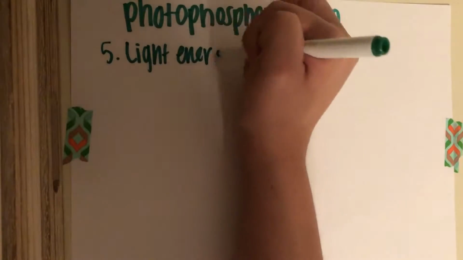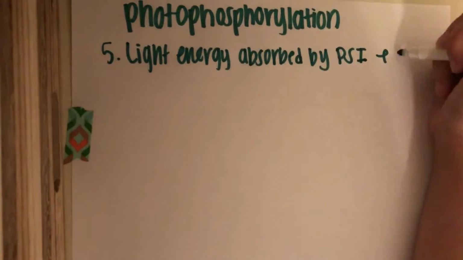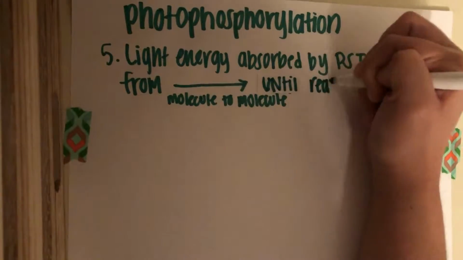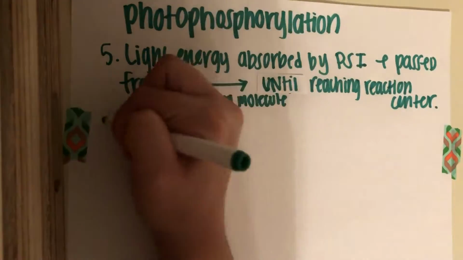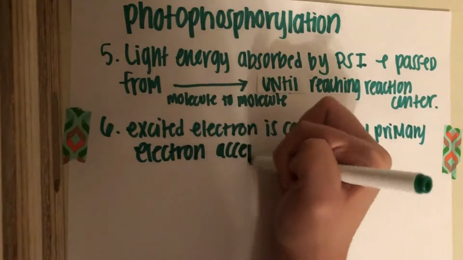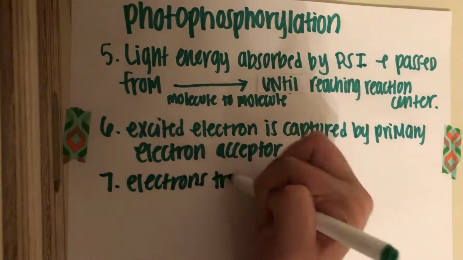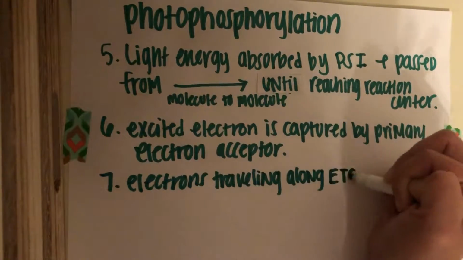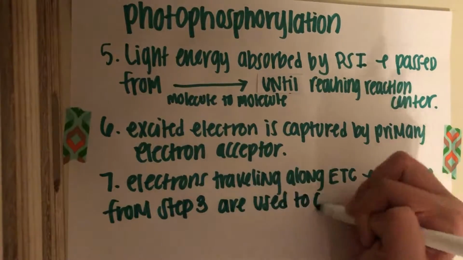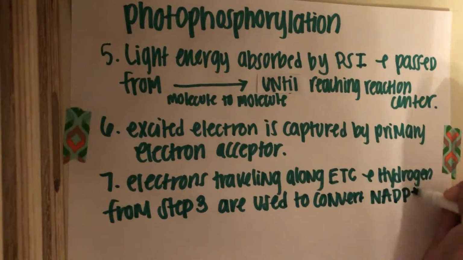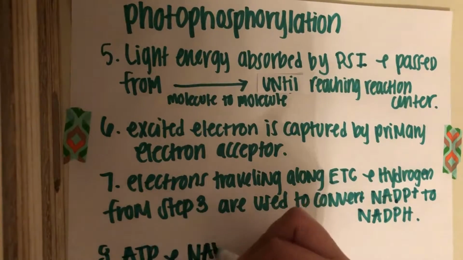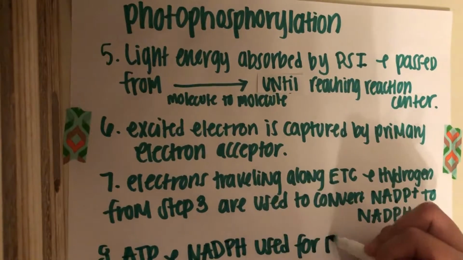In the fifth step, light energy absorbed by photosystem 1 is passed down from molecule to molecule until it reaches the reaction center of chlorophyll. In the sixth step, the excited electron is captured by the primary electron acceptor. In the seventh step, electrons traveling down the ETC and hydrogen from step 3, the oxidation of water, are used to convert NADP+ to NADPH. In step 8, ATP and NADPH are generated and used in the dark reaction, which is the Calvin cycle.